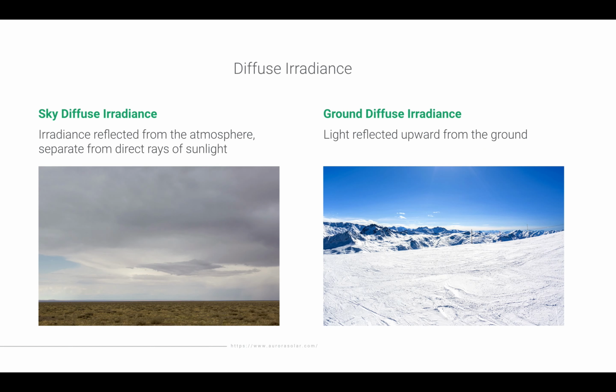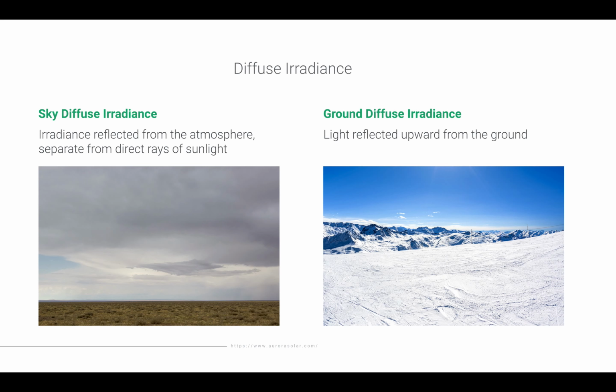Now, in addition to direct beam irradiance, there are two types of diffuse or indirect irradiance that need to be accounted for. Sky diffuse irradiance, the light reflected from the atmosphere, again separate from the direct rays of sunlight that fall on the panel, and ground reflected diffuse irradiance, the light that is reflected back up from the ground. You can see here in these two examples, on the left you have sky diffuse irradiance whereby clouds might be reflecting more sunlight than if there were no clouds, and on the right, snow on the surface reflecting more light than if it was a darker surface.